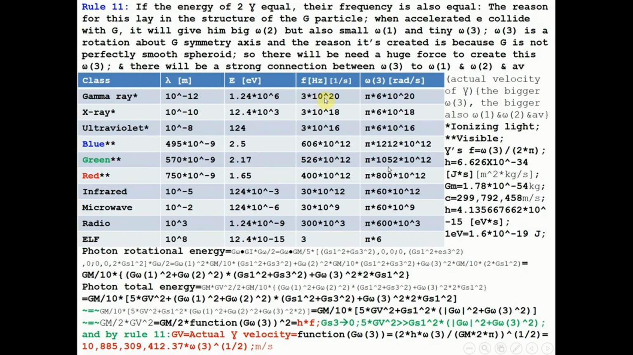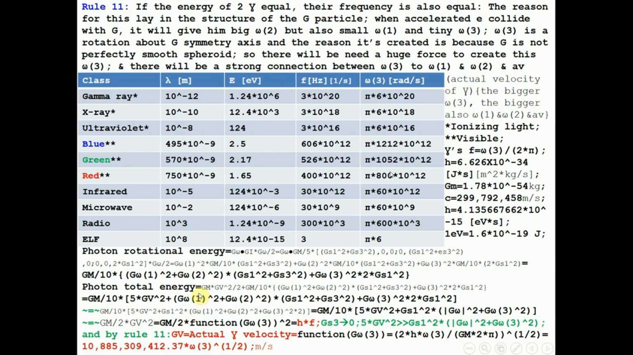Gamma ray, X-ray, and ultraviolet photons are ionizing light. In other words, when they hit an atom, they can eject an electron from it. By measurement, we know that the energy of a photon is equal to its frequency times the Planck constant. Therefore, the actual photon velocity, which is a function of its angular velocity along the z component, is equal to 11 billion times the square root of the angular velocity along the z component in meters per second.